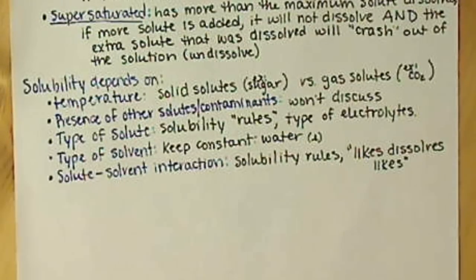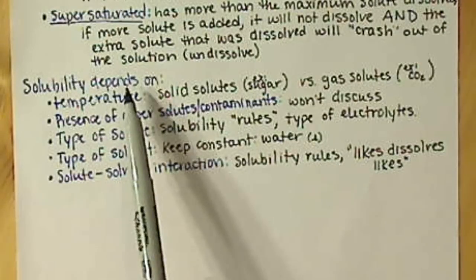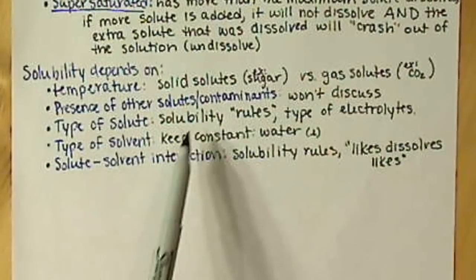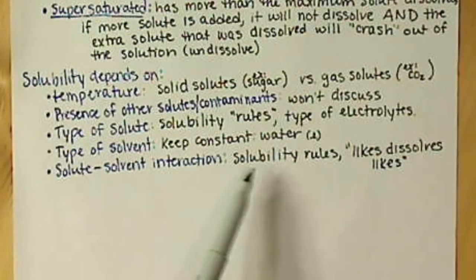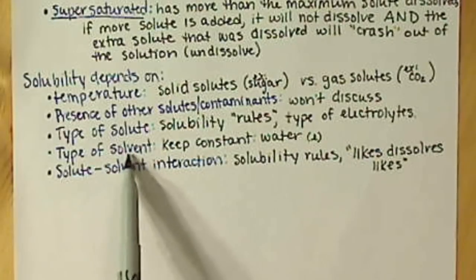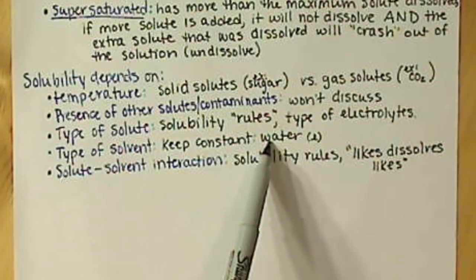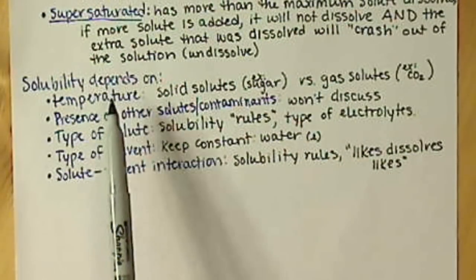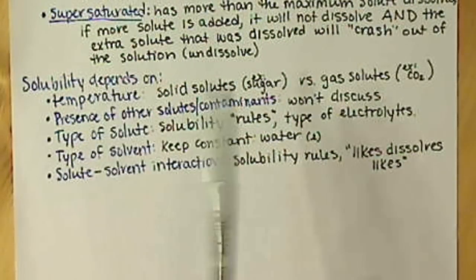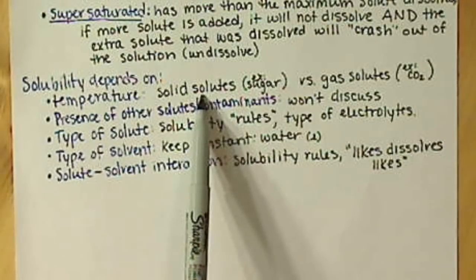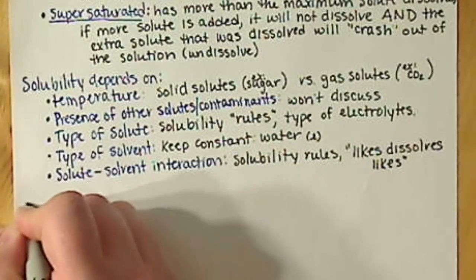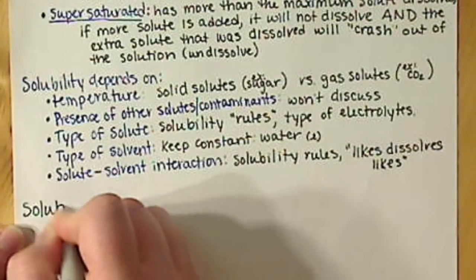So we have our different types of dependencies for our solubility. Solubility rules are what we're going to discuss in the next video. Type of solvent, we're going to keep constant at water. We're not going to discuss this one. So in the remainder of this video, I want to talk about temperature effects and how it's different on our solid solutes versus our gas solutes. So let's look at solubility and temperature.